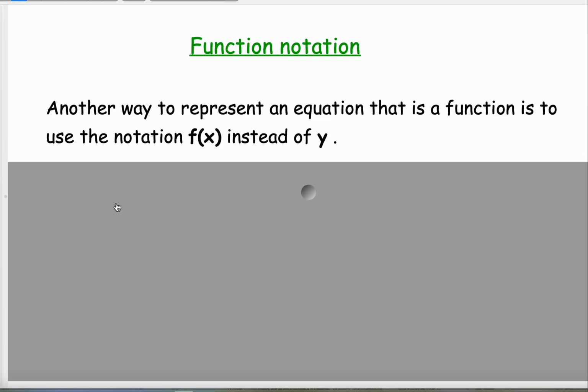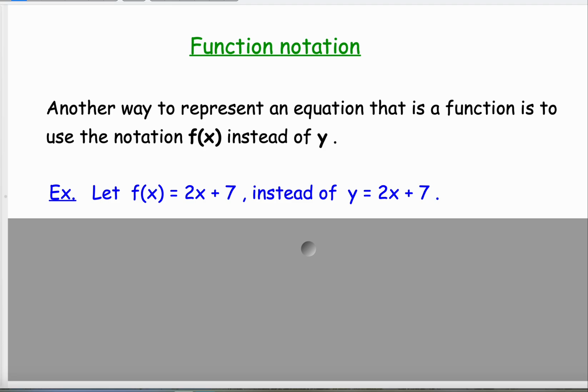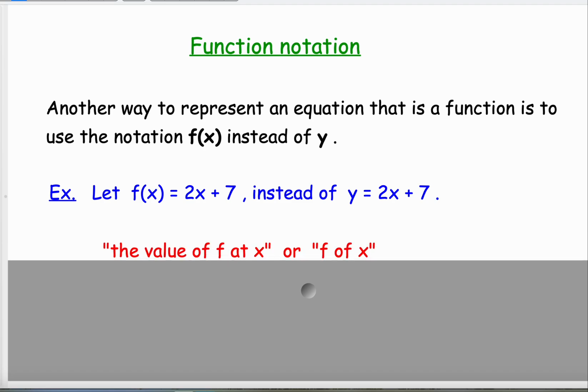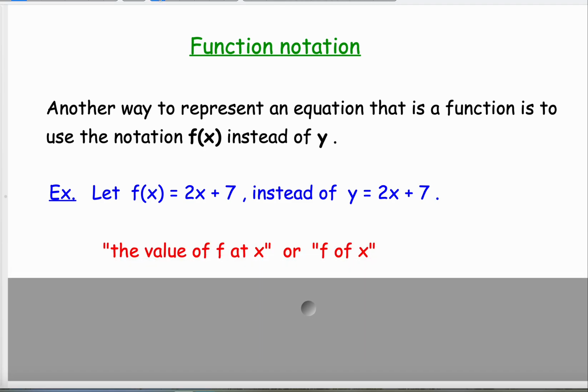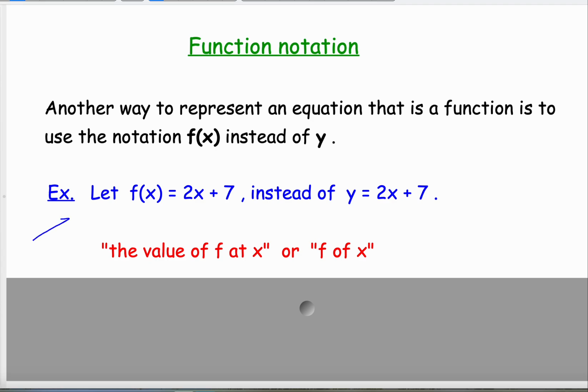So another way to represent an equation that is a function, instead of using y equals, is we can use f of x. For example, f of x equals 2x plus 7 instead of saying y equals 2x plus 7. Now, I usually say f of x, but we should be a little more careful maybe in the beginning saying this means the value of the function f at x, at my input x. So f of x equals 2x plus 7.